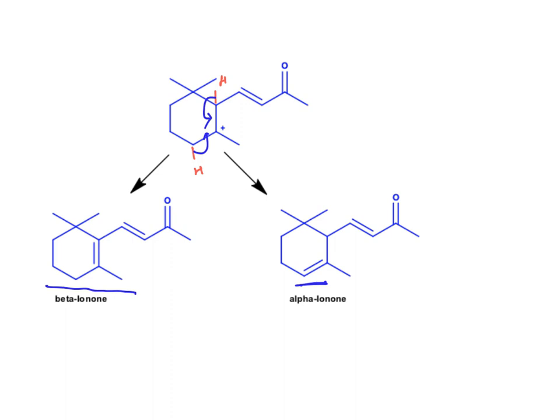If this hydrogen is eliminated and we get the double bond, this enone we call beta-irone. Similarly, if this hydrogen is eliminated, the double bond position is here in the molecule, and this we call alpha-irone. So beta-irone is basically a more substituted alkene compared with alpha-irone.